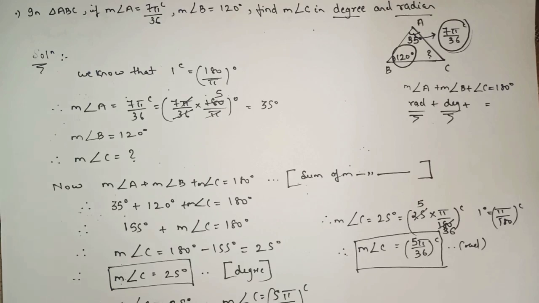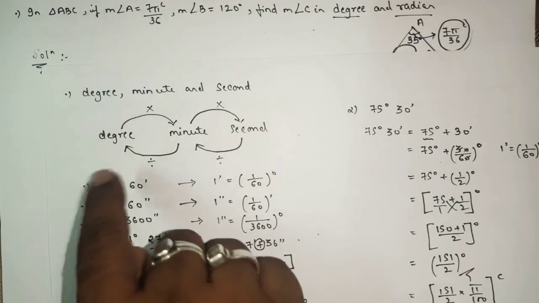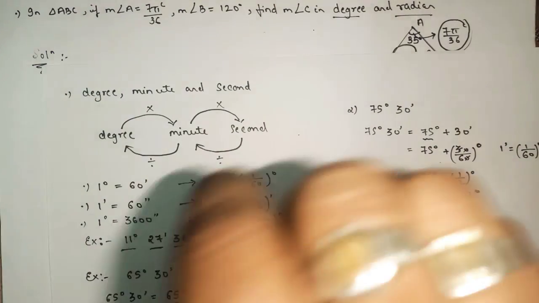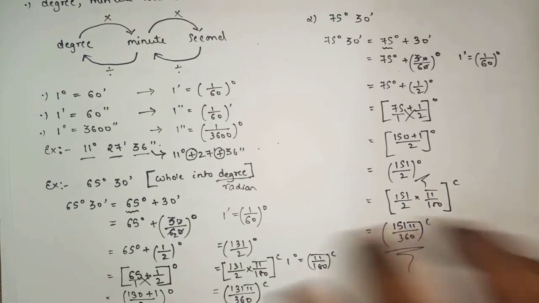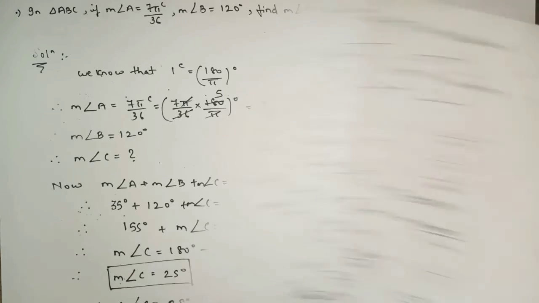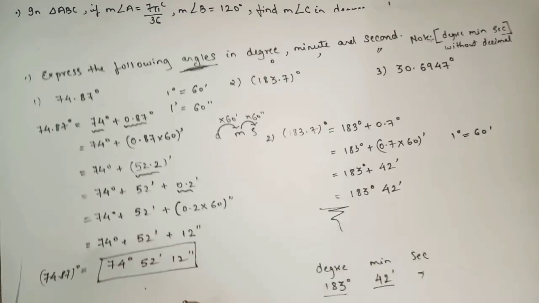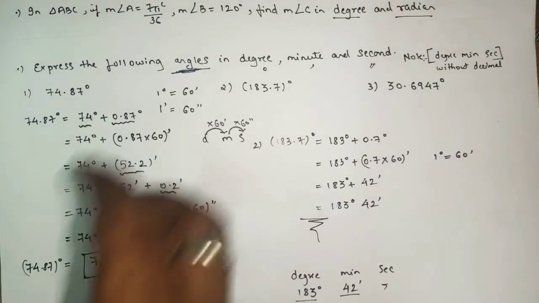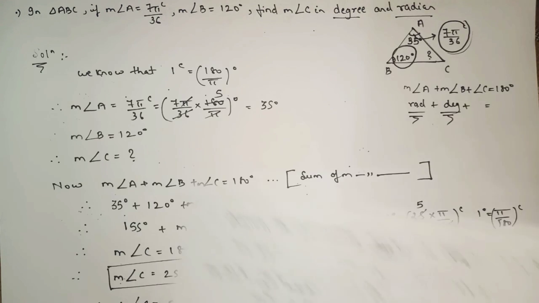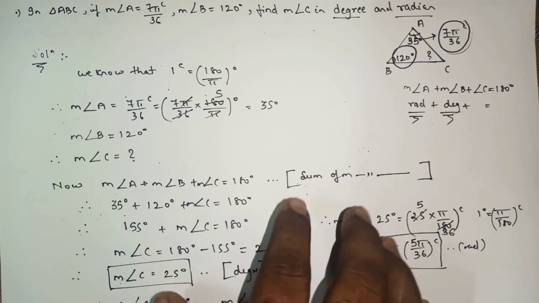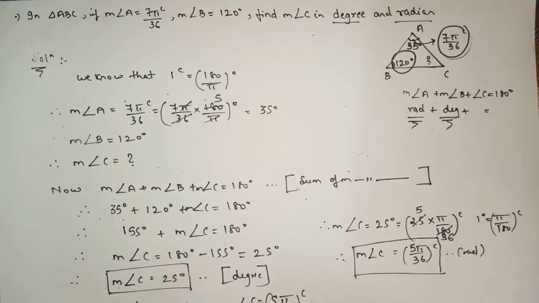Yes or no? Conversion, degree to minute, minute to second, and then second to minute and minute to degree. We took two or three examples based on this. Then after that we saw a very important concept, how to express the angle in terms of degree, minute and second. Yes or no? And then after that we saw this sum. I hope you understood all the concepts which we did today, and the remaining concepts, remaining sums we'll do in the next lecture.